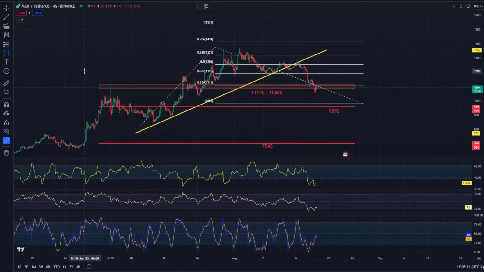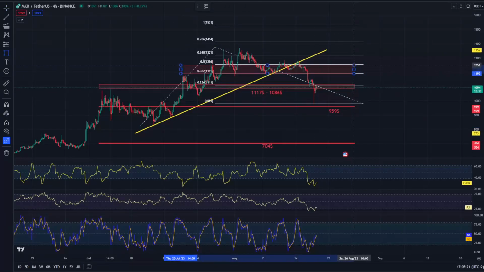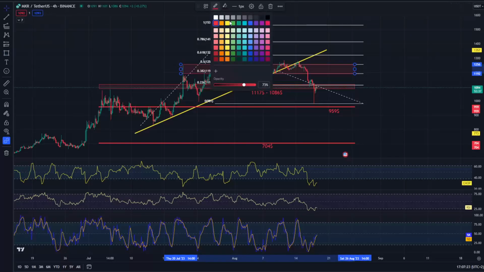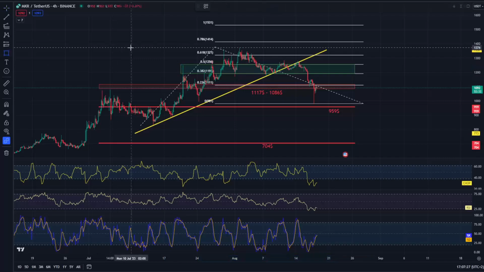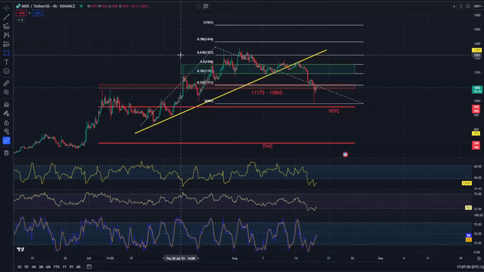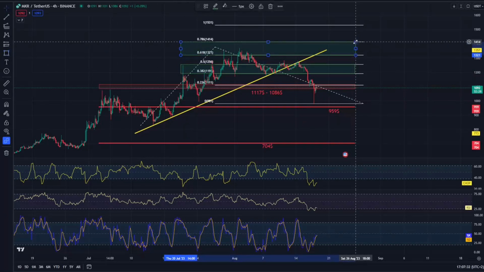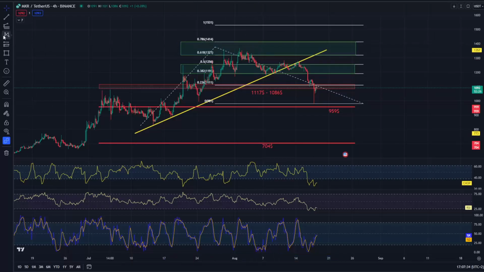Looking the other way, we see that first there will be a resistance zone from $1,192 to $1,256. Then we have a second zone from $1,321 to $1,414. And then a very strong resistance at $1,531.